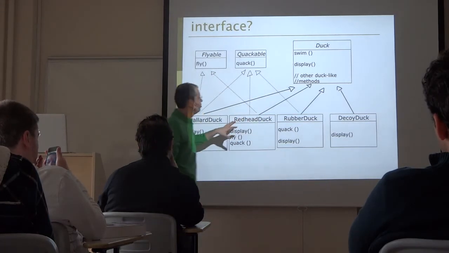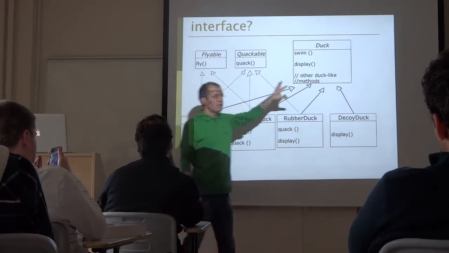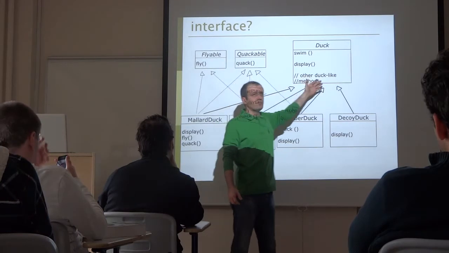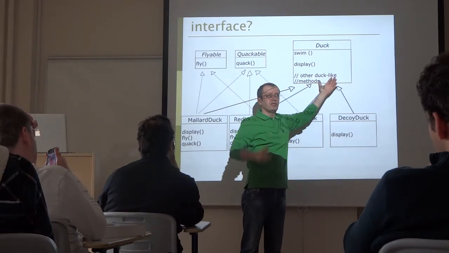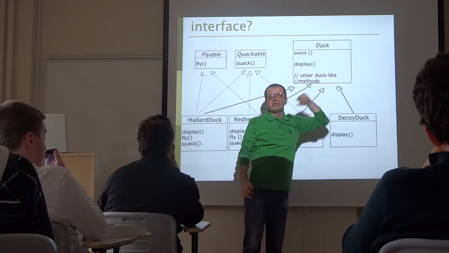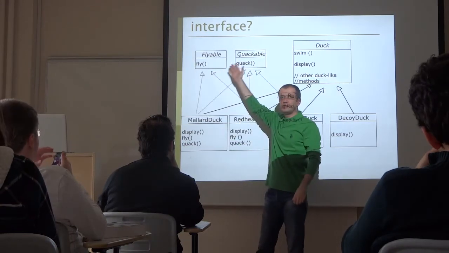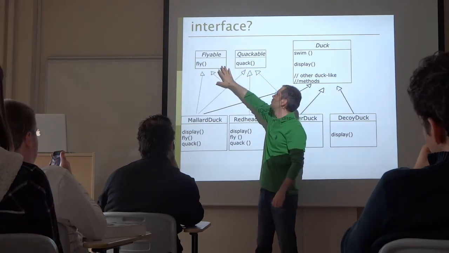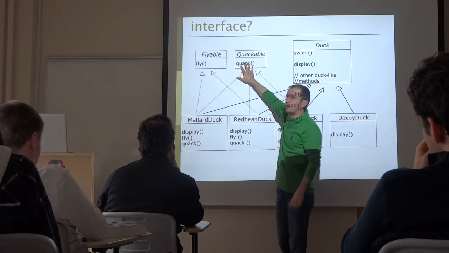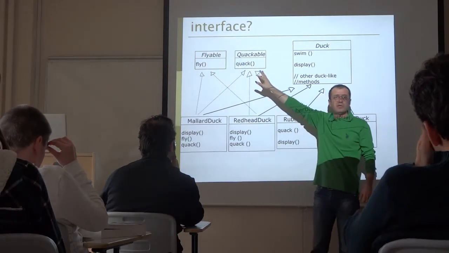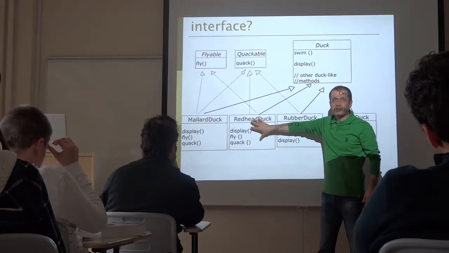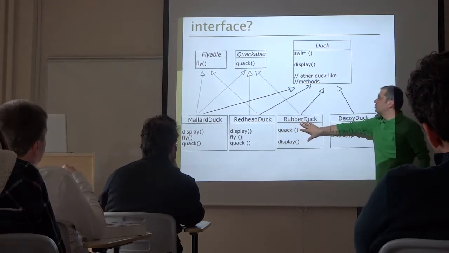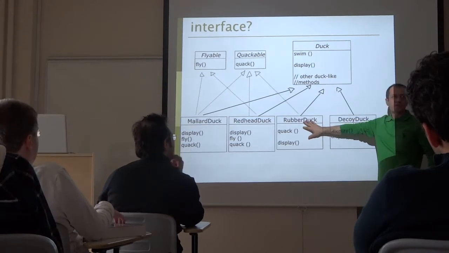So what I'm going to do is, I have a duck. All of them are coming from this duck. Like this is an abstract duck, and they are inherited. And then I have these abilities of the duck. Some of them are flyable, some of them are quackable, makes the sound. So this one is both flyable and quackable, and this rubber duck is only quackable.